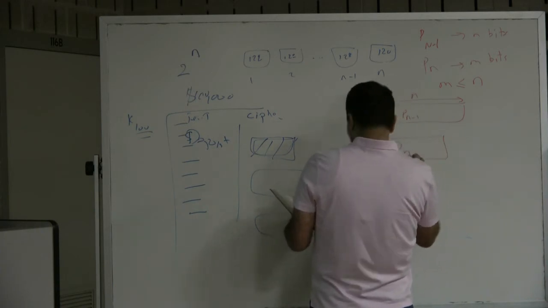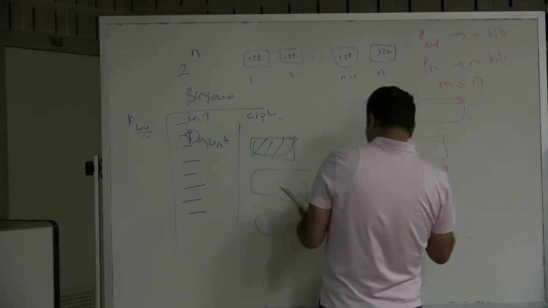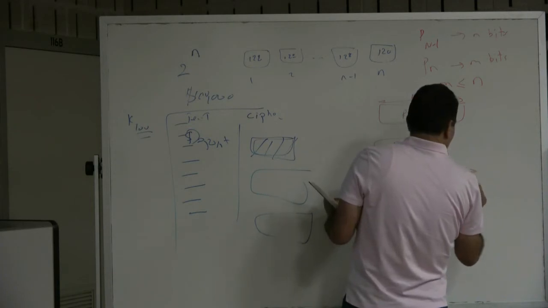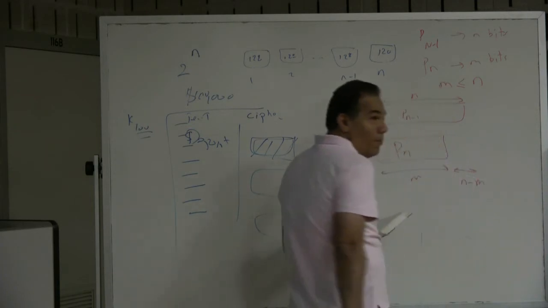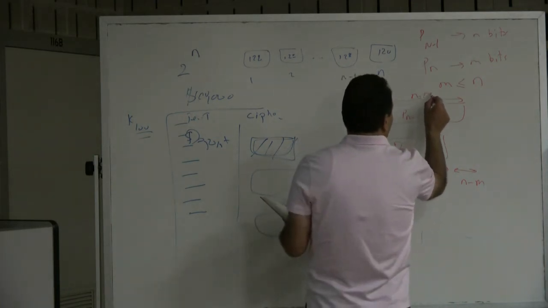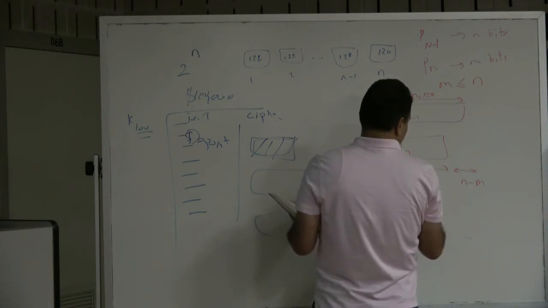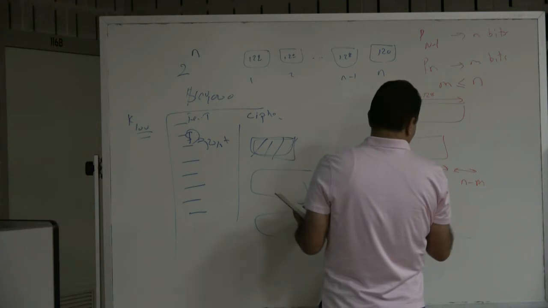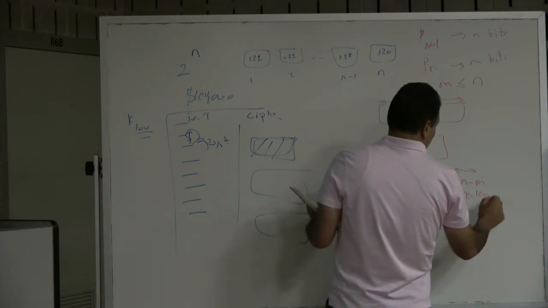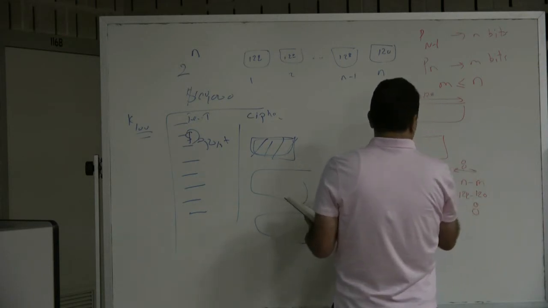About the PN, how many bits does it have? M. And the difference in here, what do they call it? N minus M. In our examples, N equals, for example, 128. So this M will be 120. And this is 128. Minus 120, which equals how much? 8. This will be 8 and this is one too many.